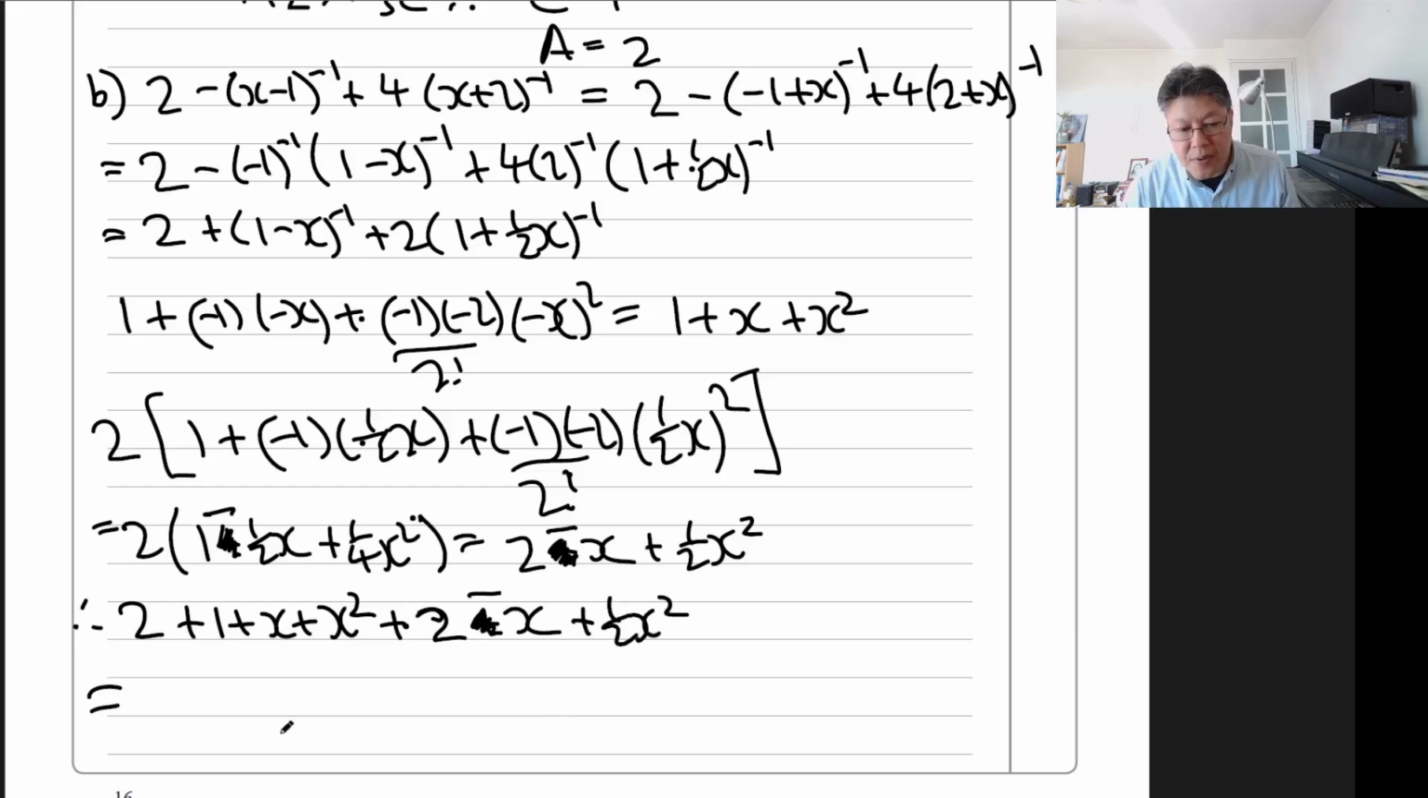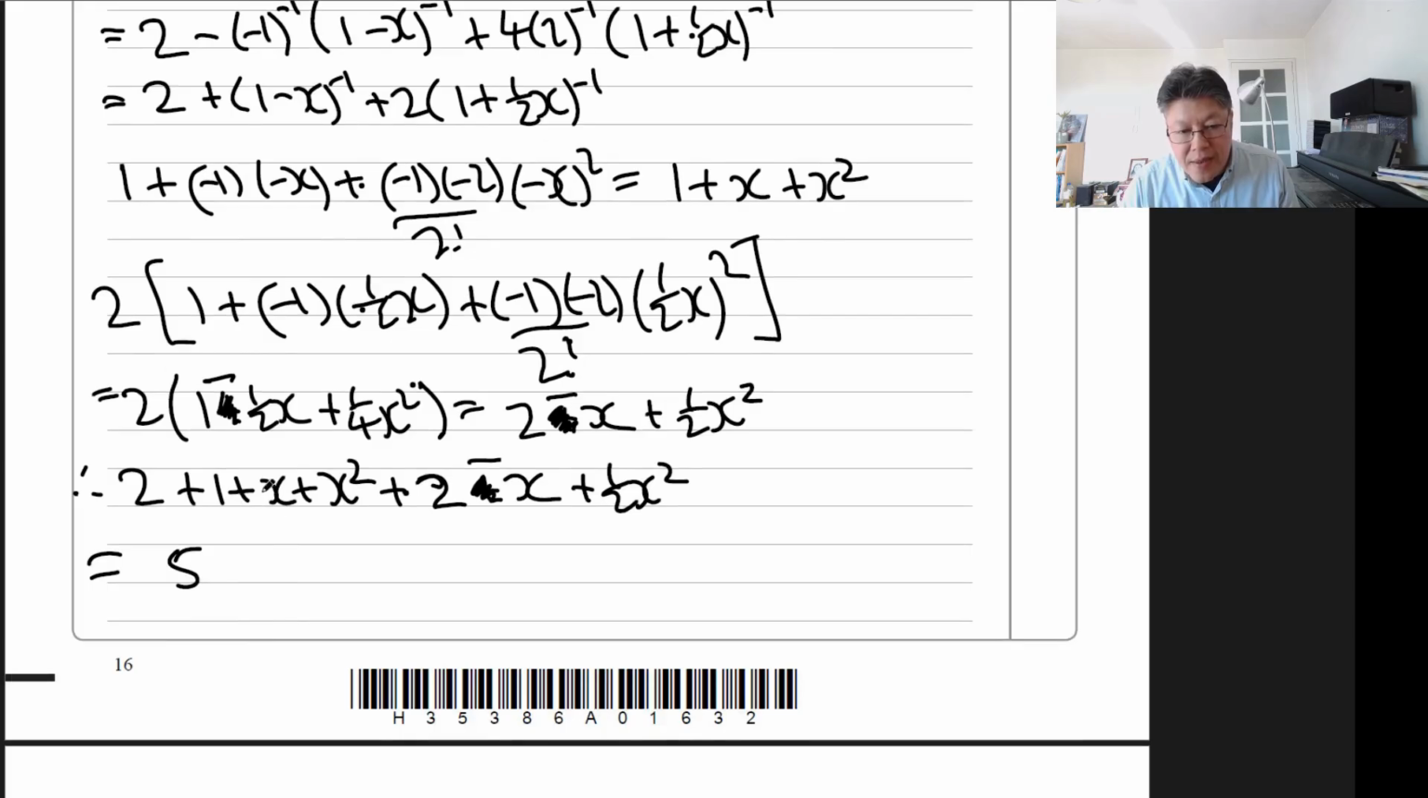So the final answer we can now get is 2 plus 1 plus 2 is 5. And then x minus x, they cancel. And we have x squared plus half x squared is 3 over 2 x squared. And that's the final answer.